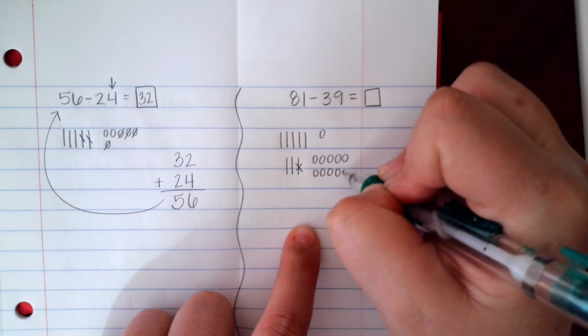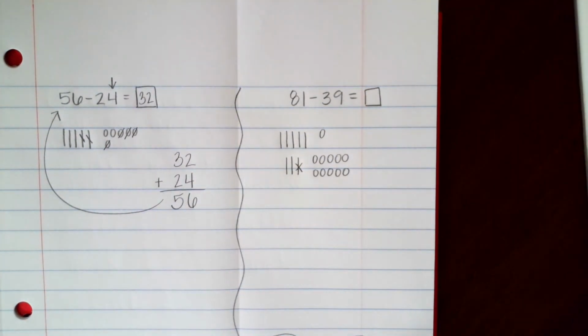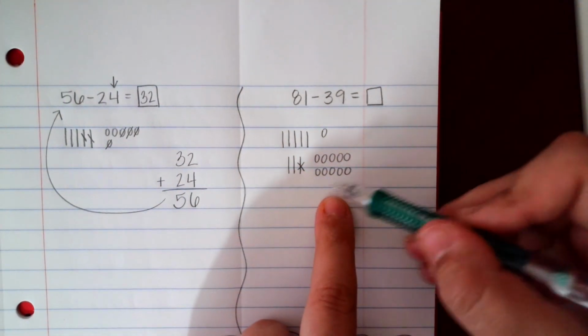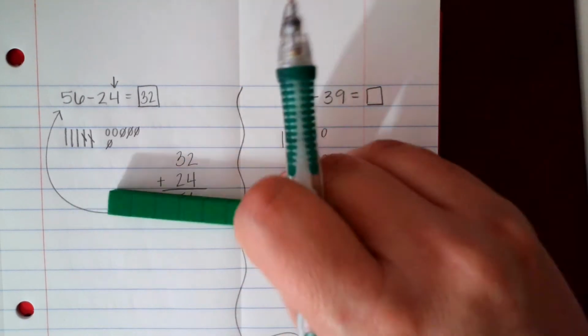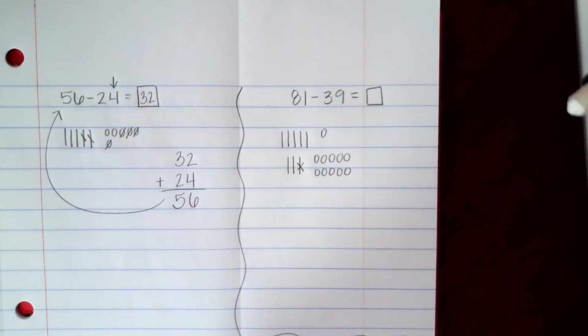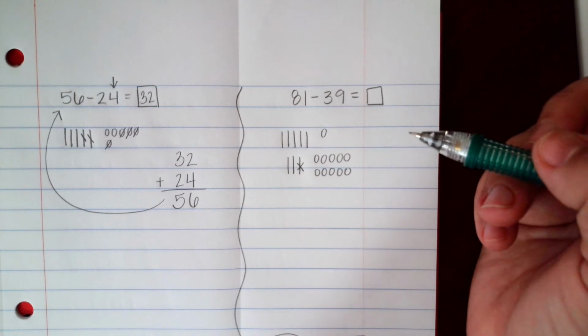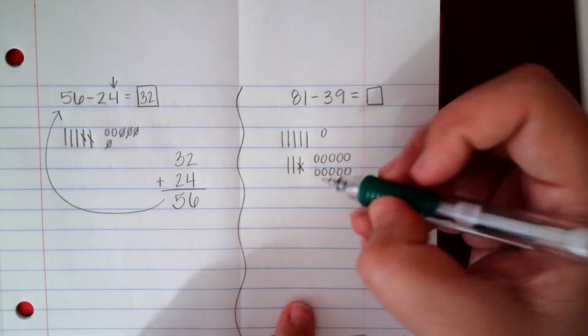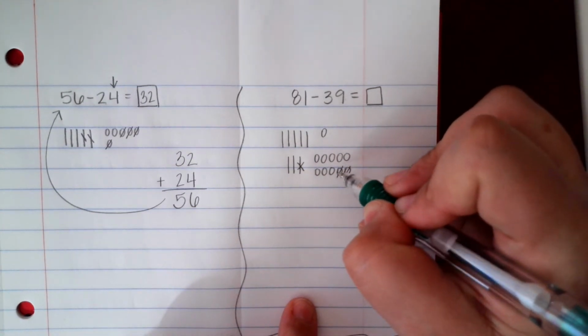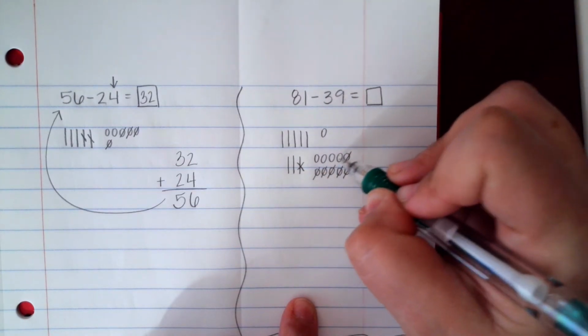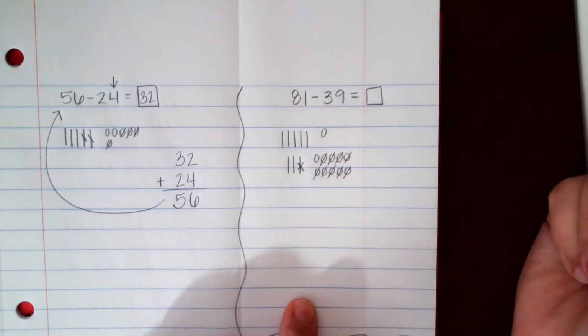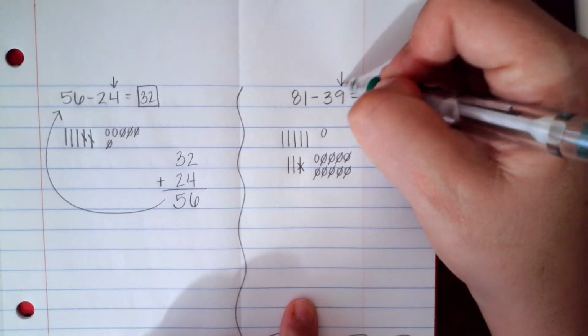So I'm going to put an X through it. That means I'm exchanging it. And I'm going to give it 10 1s instead. Remember, I'm taking this 10 stick and I'm chopping it up into individual pieces to give me 10 1s. Now I can take away my 9 1s. So I have 1, 2, 3, 4, 5, 6, 7, 8, and 9. Okay, so I've done that one.